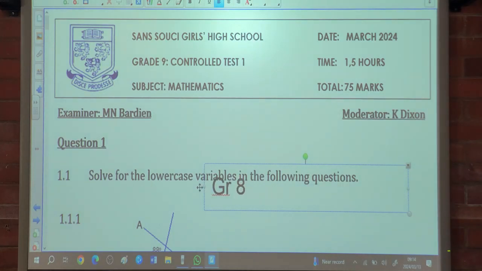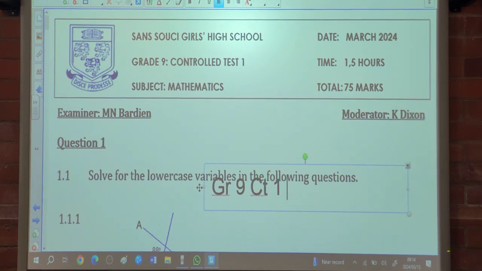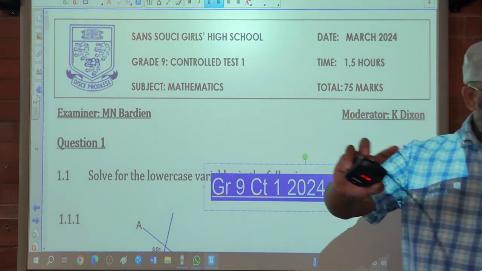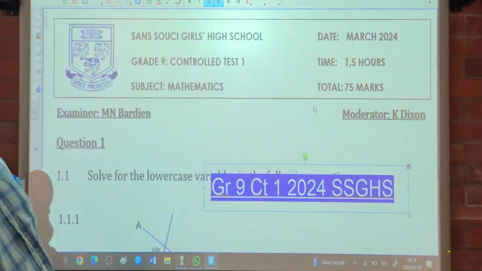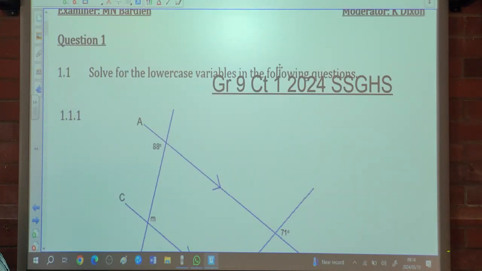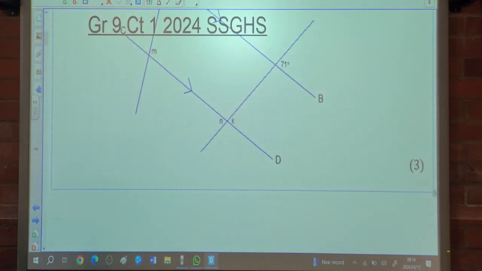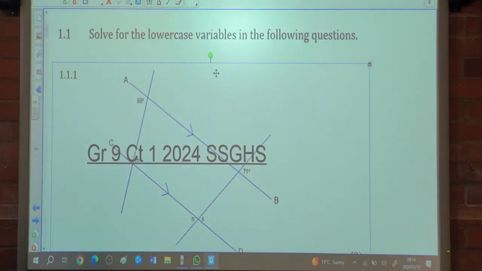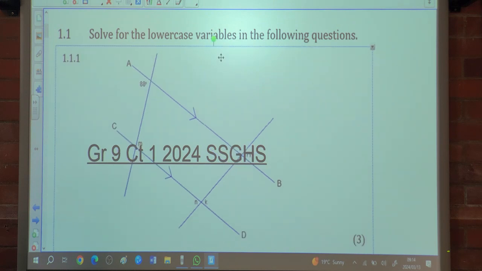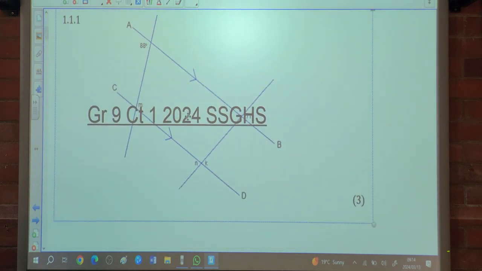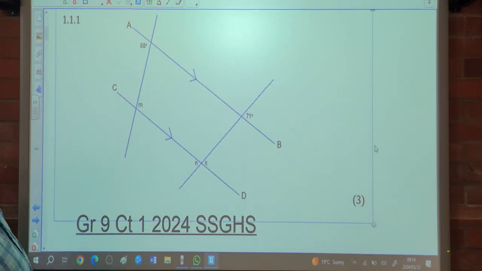Grade 9. Control test 1 of 2024 of our school. The paper was for 75 marks, 1.5 hours. So the question says, solve for the lowercase variables in the following question. So let's go.